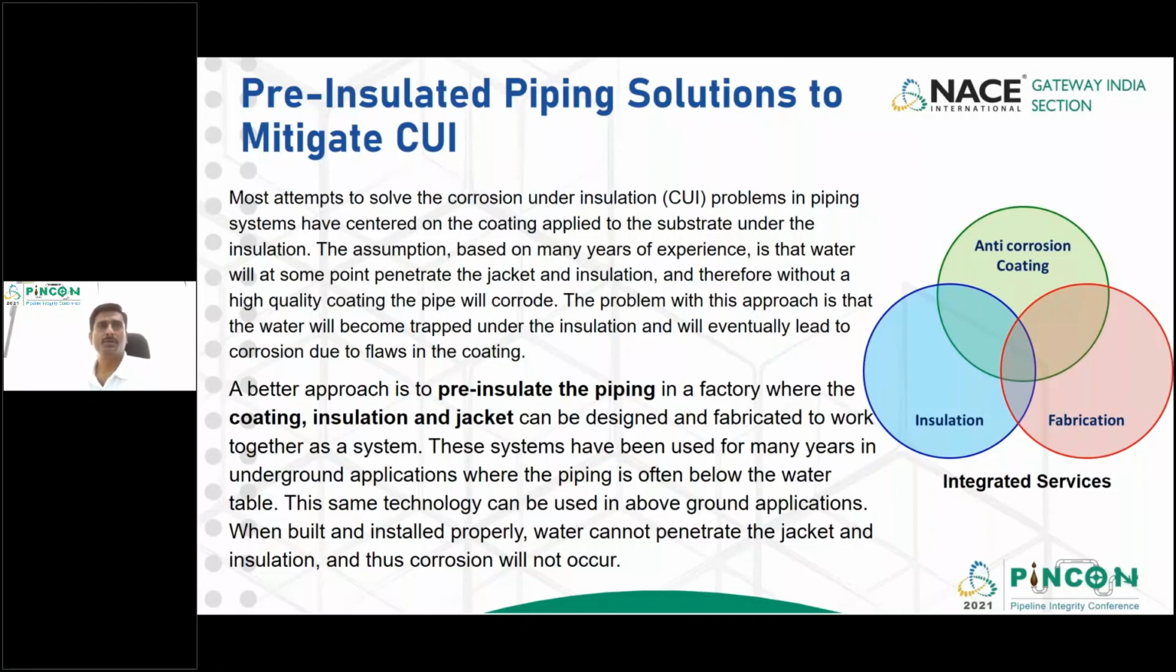A better approach is to pre-insulate the piping in a factory where the coating, insulation, and the jacket can be designed and fabricated to work together as a system. These systems have been used for many years in underground application where the piping is often below the water table. The same technology can be used in above ground application. When built and installed properly, water cannot penetrate the jacket and insulation, and thus corrosion will not occur.